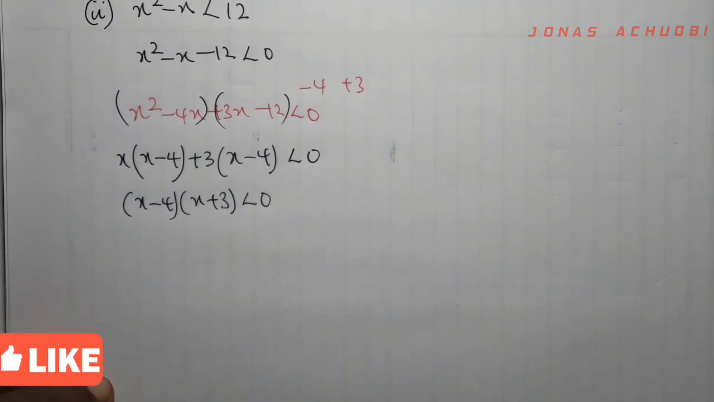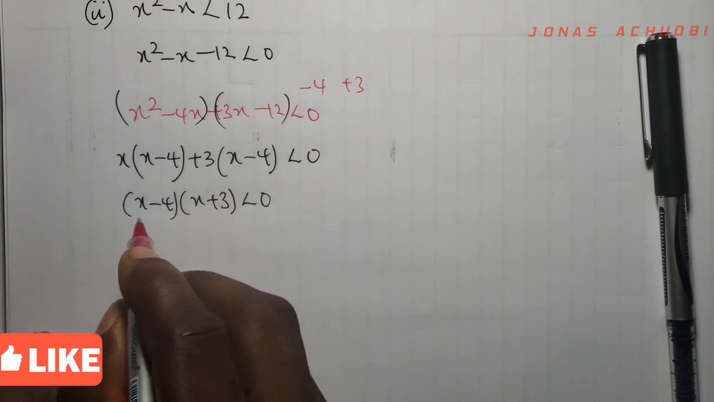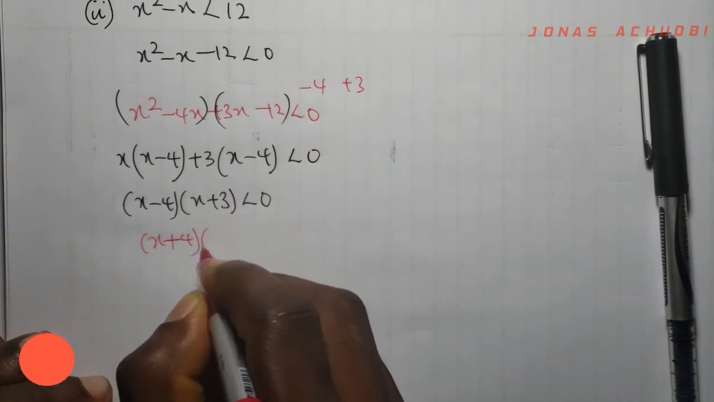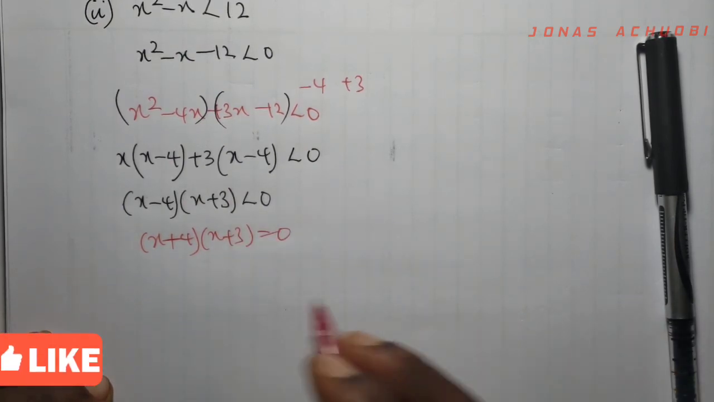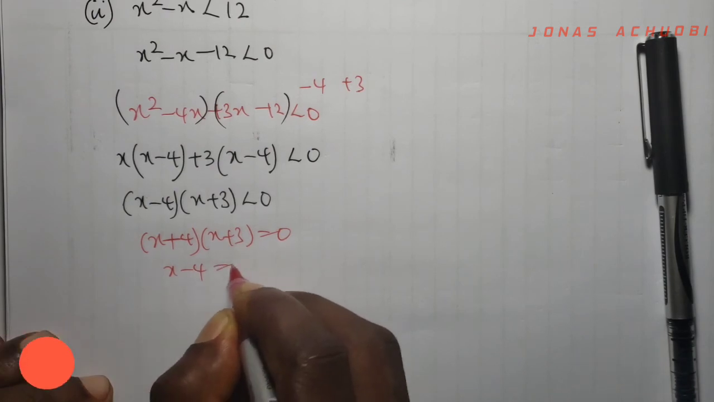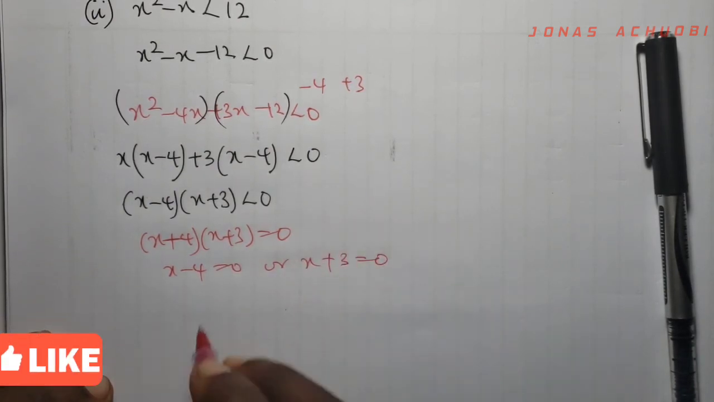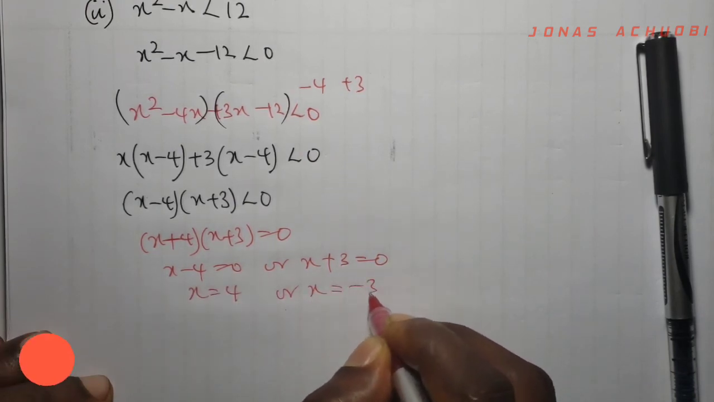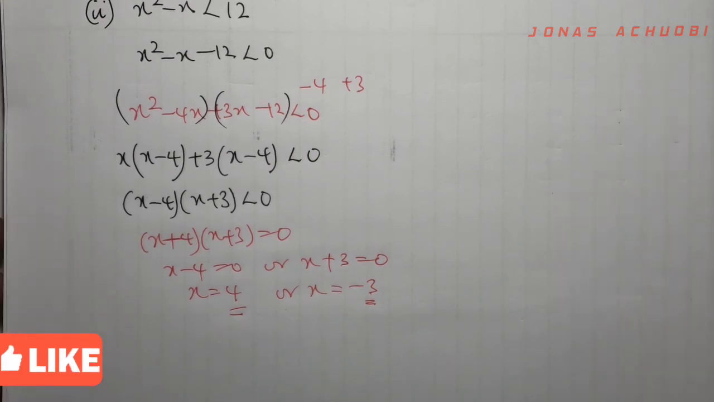So step 3 says we should determine all the zeros. And I explained already that to get the zeros, we simply equate our factors to 0. So we simply have x minus 4 and x plus 3 equal to 0 to get the zeros. So this means that x minus 4 is 0, or x plus 3 is 0. So x is equal to 4, or x is equal to negative 3. So these are the two zeros of our quadratic inequality.